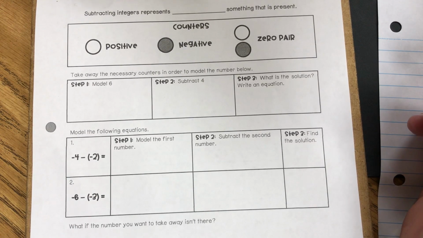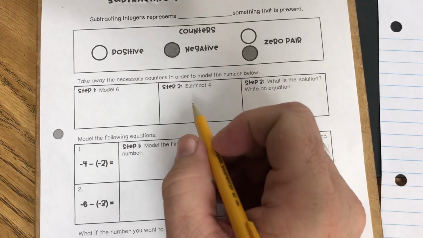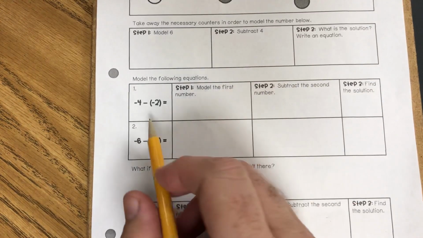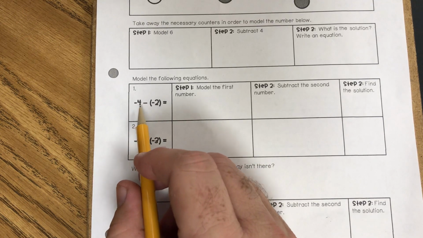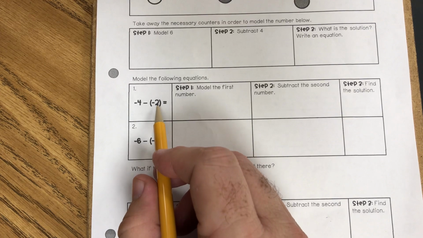Hi guys, here's a quick homework help video for subtracting integers. We're going to look at some of the same examples from class. This is stating we have -4 and we want to take away -2 from it.